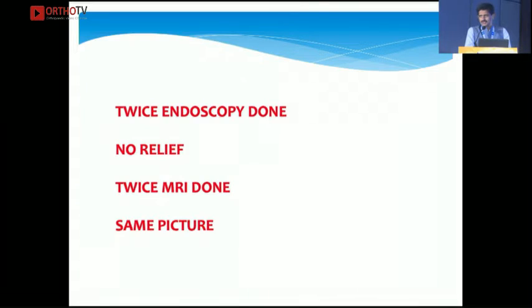So I thought I will do it endoscopically and remove it. So I took him first for endoscopic discectomy. But I could not find the fragment. I decompressed the exiting root. I decompressed the traversing root. The axilla was free, but the fragment is not seen.